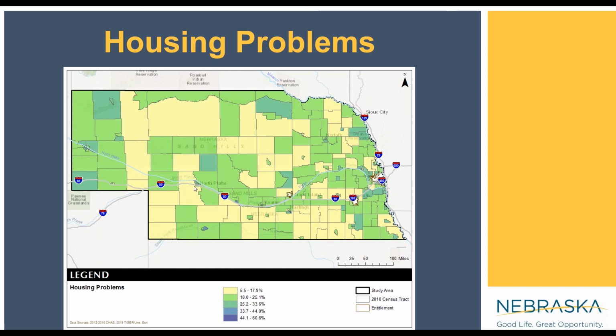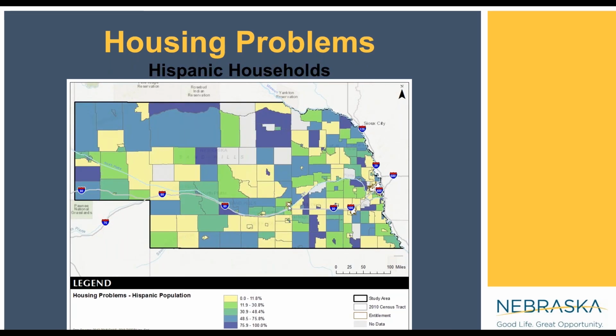Sometimes on a statewide map, it's kind of hard to see the more urban census tract areas. So there are some concentrated areas of census tracts. But then we can break it down by racial characteristics. Here's Hispanic households by housing problems, and we see that if you are a Hispanic household in some of these areas, 75.9% to 100% of Hispanic households are experiencing a housing problem, according to HUD.